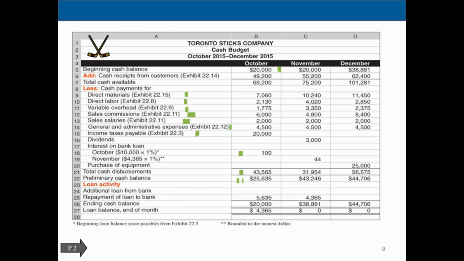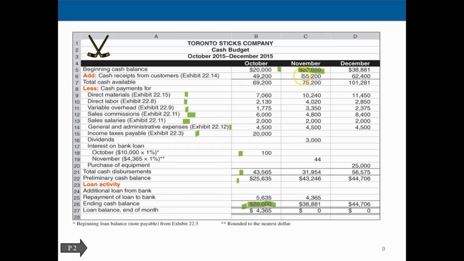And we know that we have an outstanding loan balance. Therefore, we're going to pay the amount over the $20,000 off for the outstanding loan balance to bring us down to the $20,000. So we're paying off the loan of $5,635, leaving us with $20,000 in our bank account, and the loan balance is now $4,365. The ending balance in our bank account as of October is the beginning balance in our bank account as of November. Do the same process.